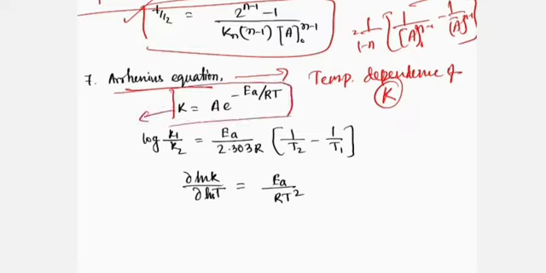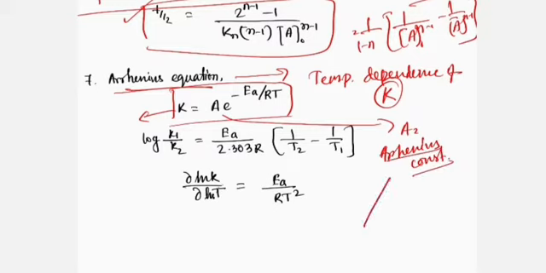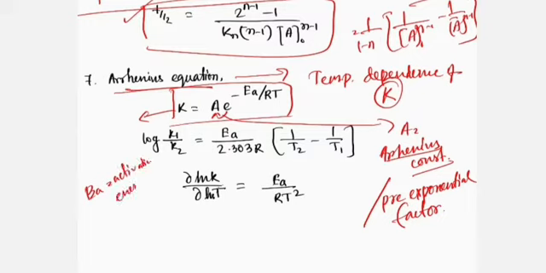K is equal to rate constant. A is Arrhenius constant or pre-exponential factor. Now, why is this called pre-exponential factor? Because it is coming before the exponential term, that is e to the power Ea by RT. Now, Ea is nothing but activation energy. Ea is activation energy. Now, what is activation energy?